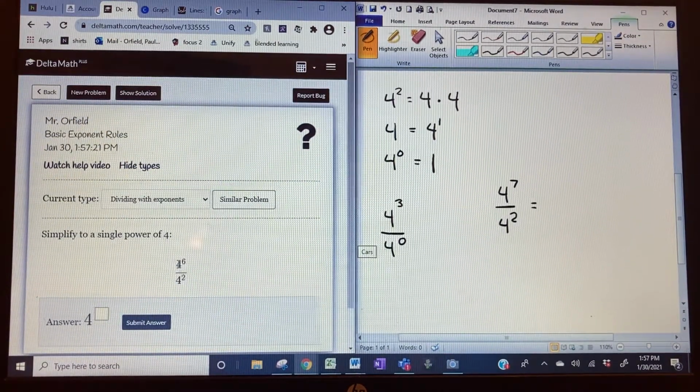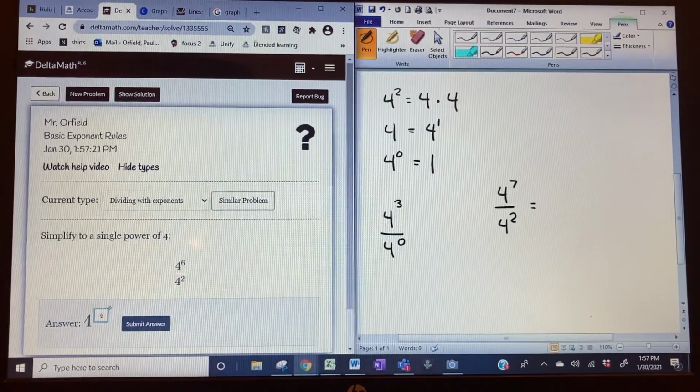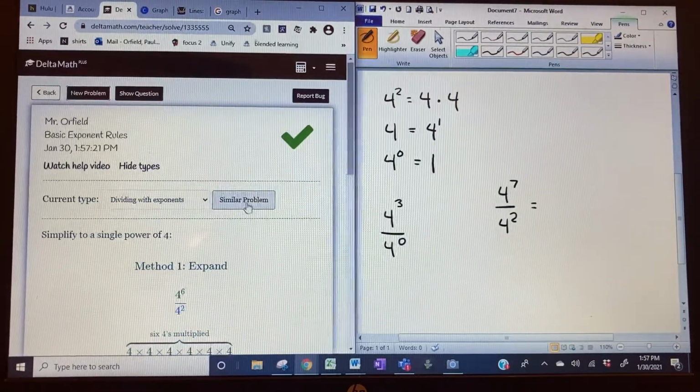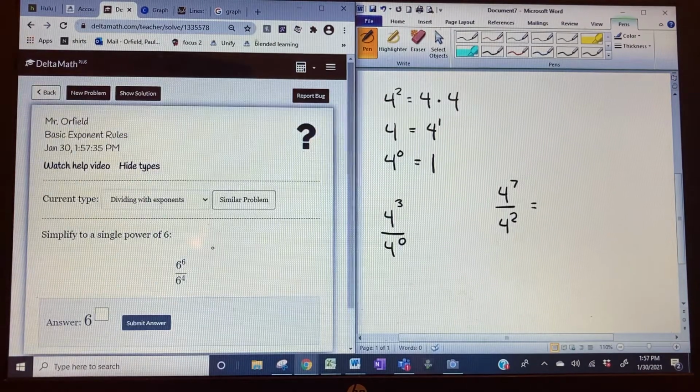So the 4s are the same, so I can do this. Keep the 4, subtract your exponents. 6 minus 2 is 4. All right, the 6s are the same. The numbers in front of your exponents are the same. Subtract your exponents. 6 minus 4 is 2.